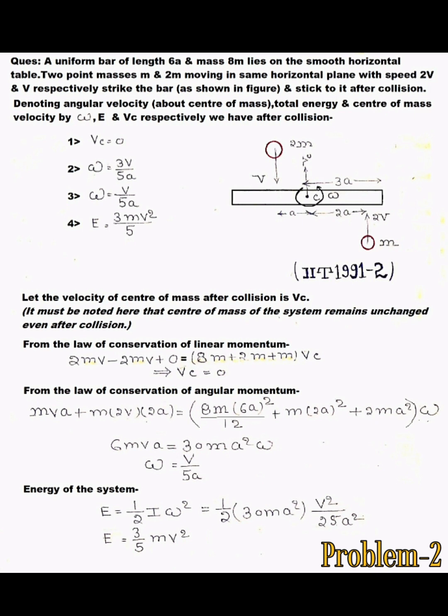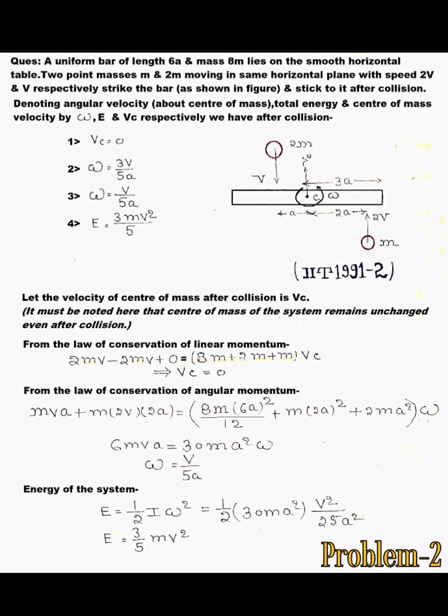Let the angular velocity of rotation be omega. Now since there is no external torque acting on the system consisting of the rod and the 2 point masses, its angular momentum will also be conserved. Initially the angular momentum of the rod will be 0 and only the masses have angular momentum, that is mva and m2v into 2a. After collision the system rotates. The moment of inertia of the rod will be 8m into 6a square divided by 12, while that of masses will be m into 2a square and 2m into a square. Hence, moment of inertia of the whole system will be the sum of these three. Once we apply law of conservation of angular momentum, we get omega is equal to v by 5a.